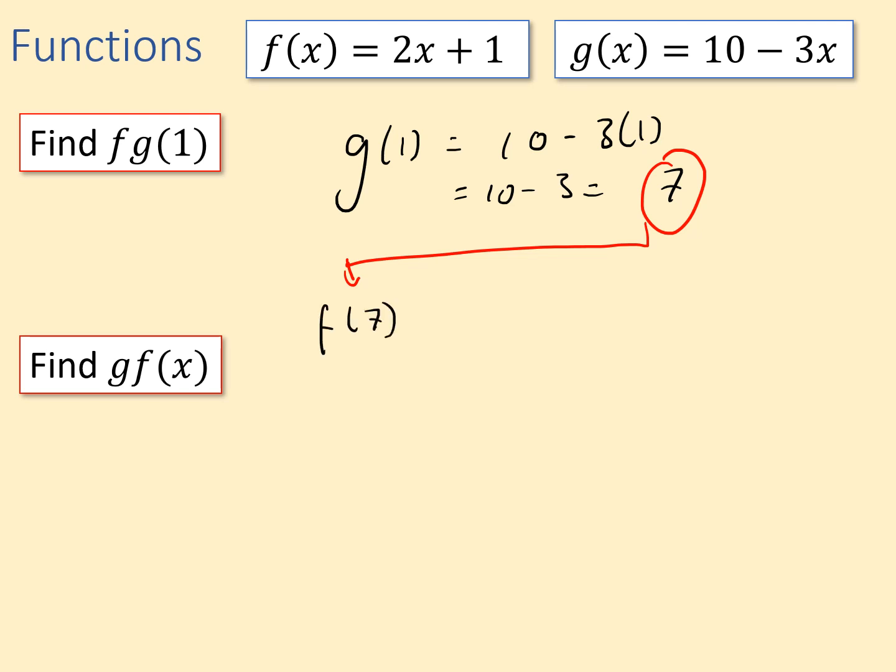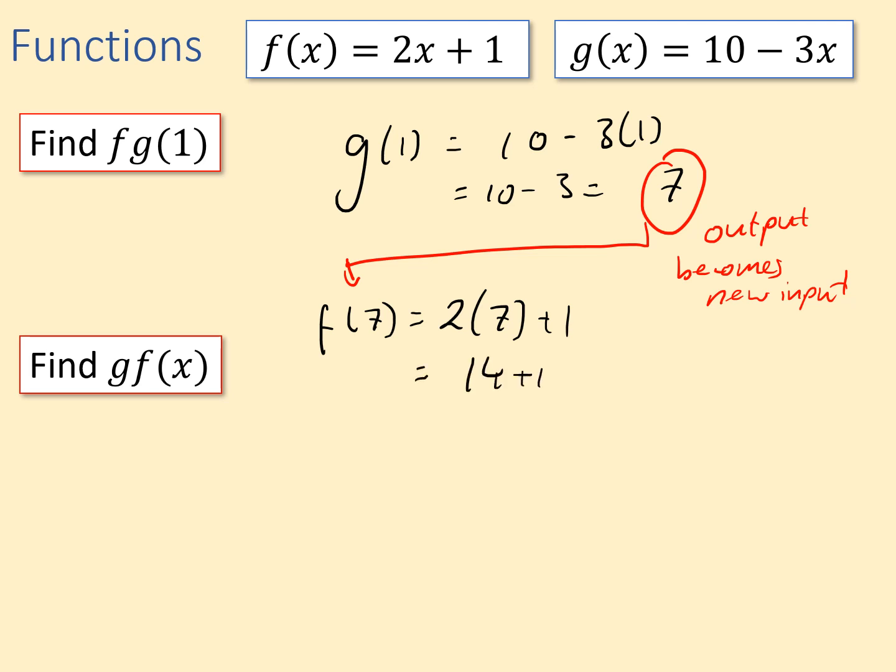Okay, so the output becomes the new input. So we now need to work out f of 7, which would be 2 lots of 7 plus 1. So that's 14 plus 1, which is 15.